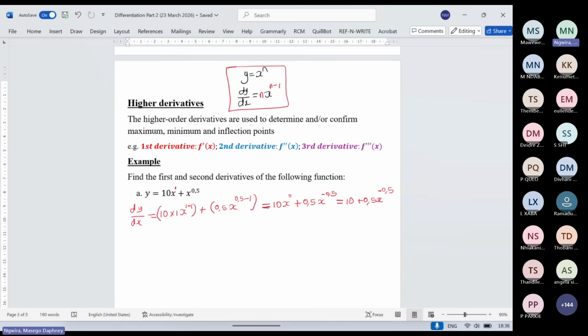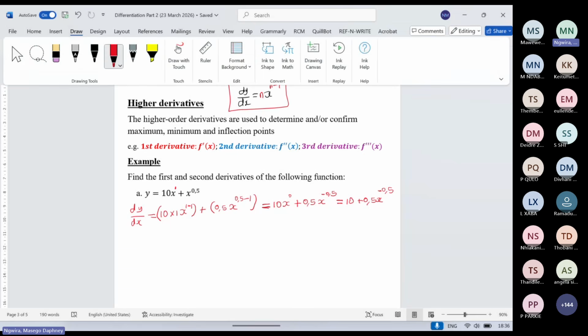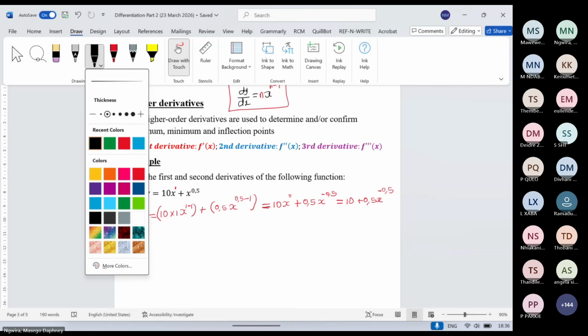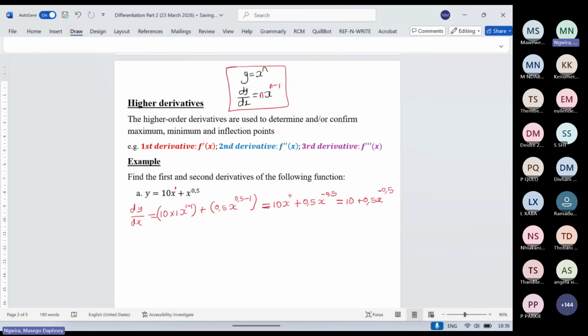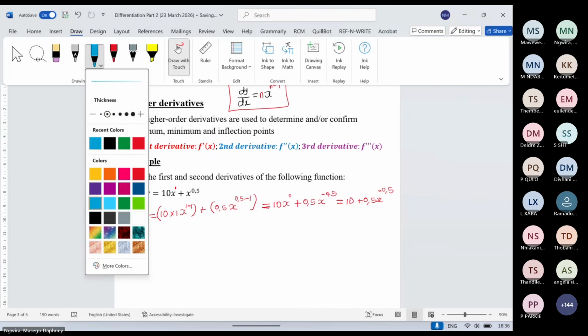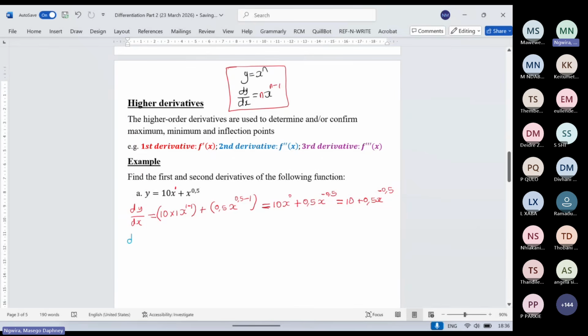And then now we derive for the second time. So this is the first derivative. When you derive for the second time, you take the answer that you got on your first derivative. So this is my answer, and I'm going to take that answer. So this will be d squared over dx squared, because I'm deriving for the second time. I'm deriving the answer that I got, which is 10 plus 0.5 and then x to the power of negative 0.5.